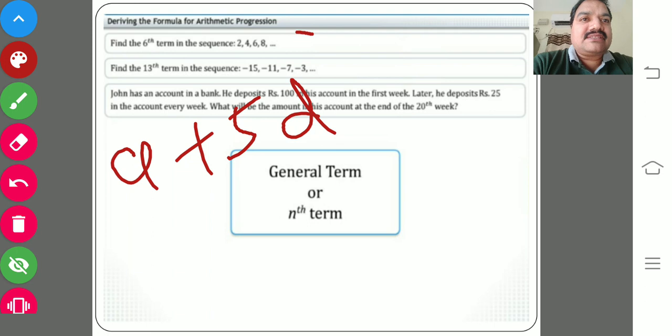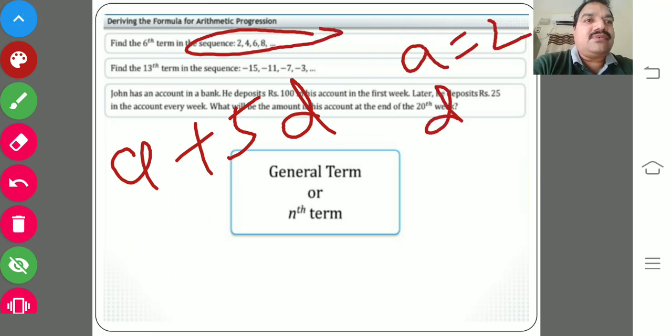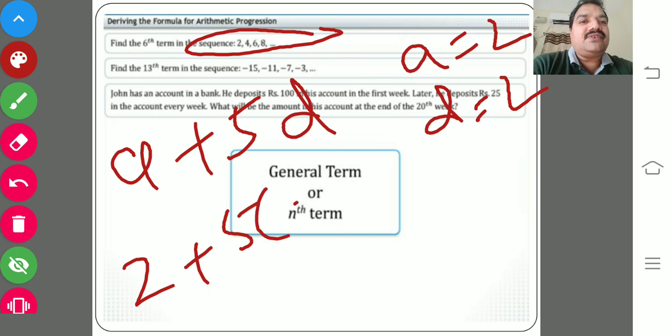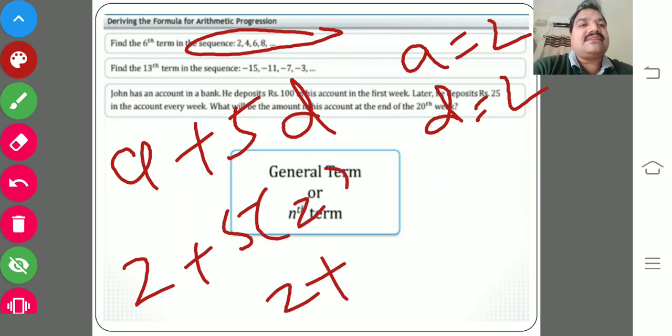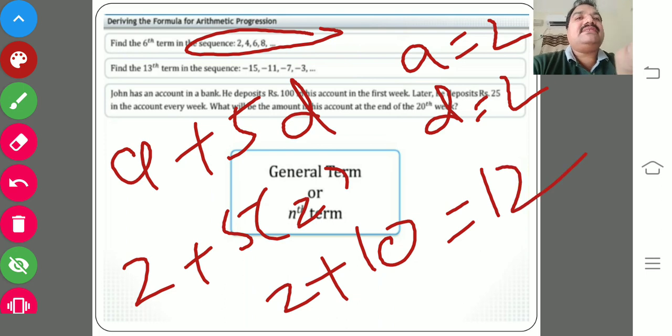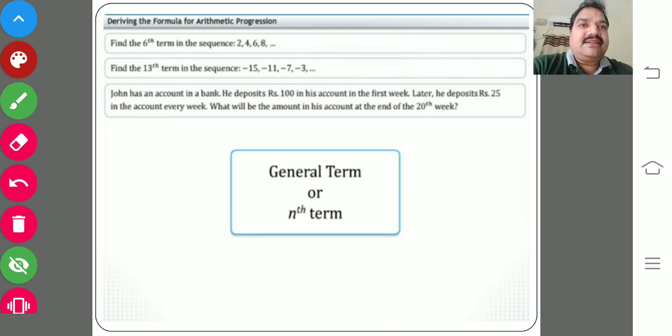In this case, A equals what? 2. And D equals what? T2 minus T1, which is 2. So you simply write 2 plus 5 into 2, so 2 plus 10, which is 12. So the answer is 12. Now the 13th term of the sequence: I can't write it all out, as my space is not sufficient. So we need some formula.